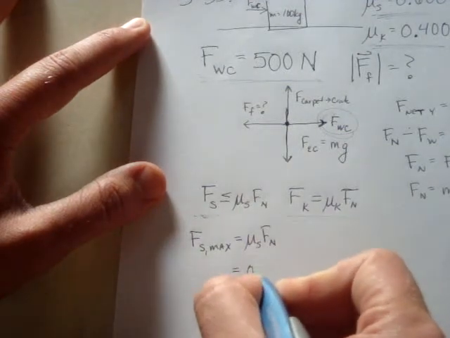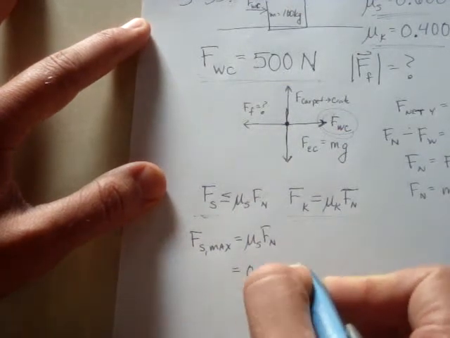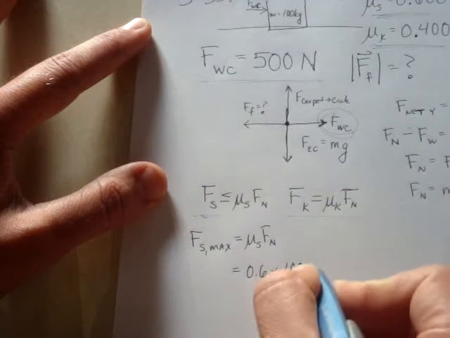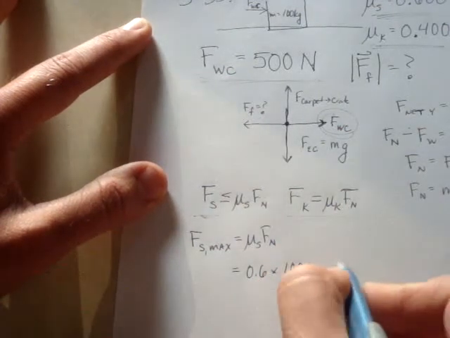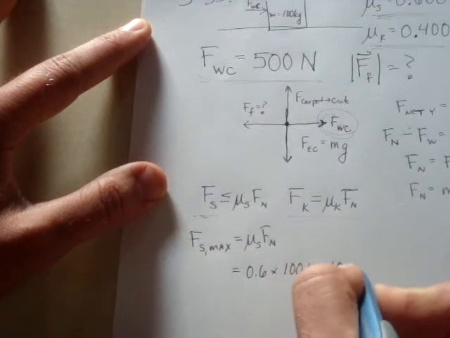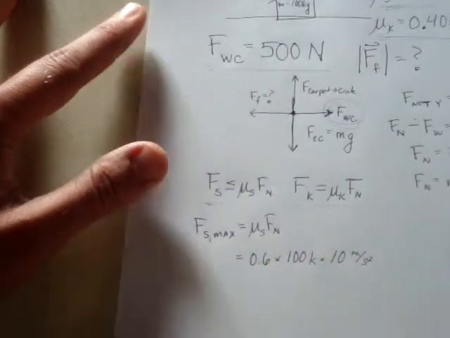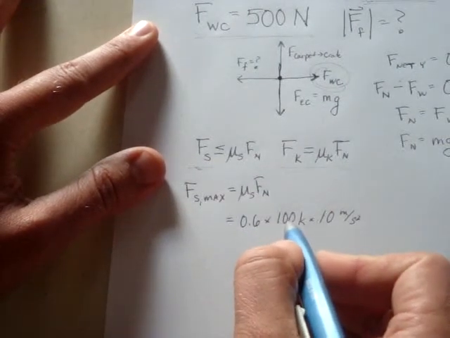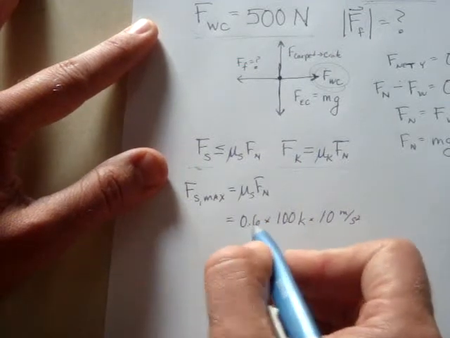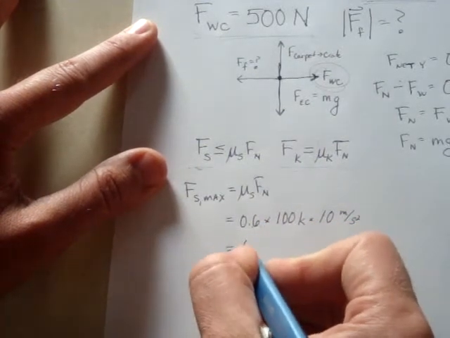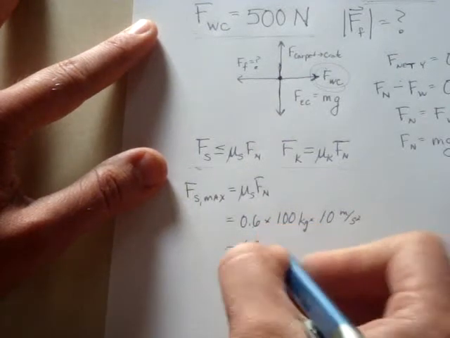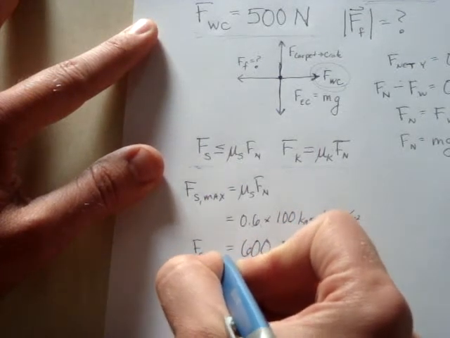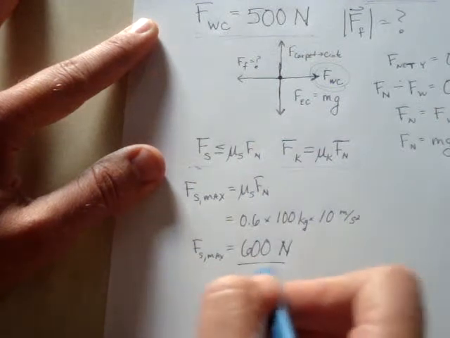We have 0.6 times the normal force, which is mass times gravity. The mass here is 100 kilograms times gravity, which I'm going to use 10 meters per second squared for this because I don't have a calculator handy and I want to get a quick estimate and show you how this problem works. So 100 times 10 would be 1,000 times 0.6 would be 600 newtons. So the maximum possible static force that the carpet is going to exert on this box is 600 newtons.